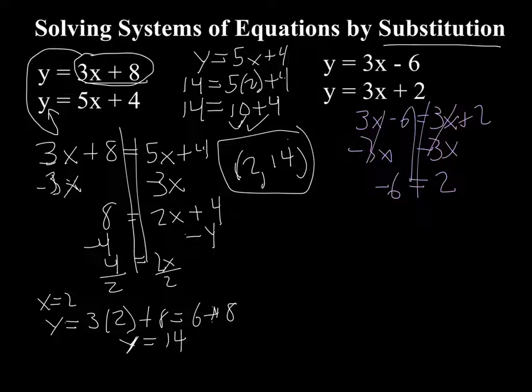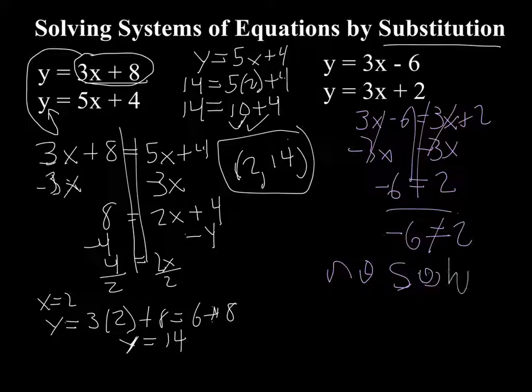Well, wait a minute. How can I solve for x if x disappears? When the variables drop out and the two numbers are not equal, because negative 6 does not equal 2, then what you have is an answer of no solution.